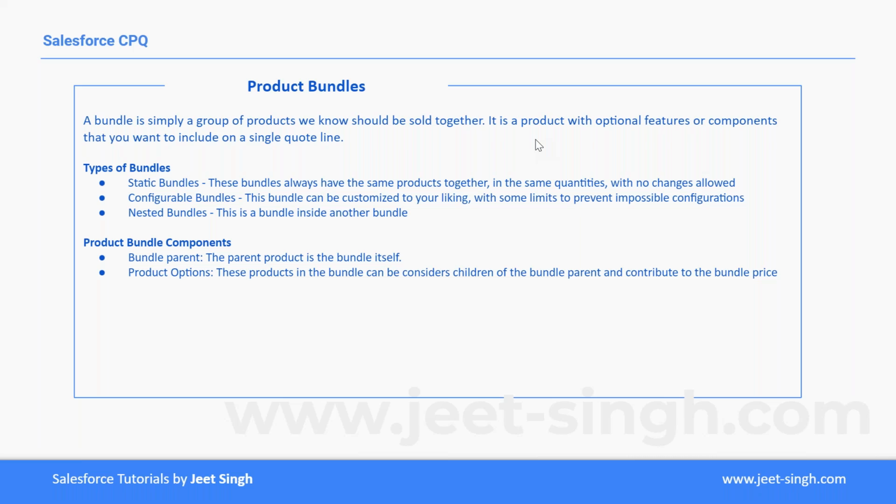Make sense? Simple. Okay. So these products in the bundle can be considered children of the bundle parent and contribute to the bundle price. That's exactly what we saw there. The overall price was coming around $2,000, which was the sum of the price of your parent product and all the three options that we selected. Make sense, no?